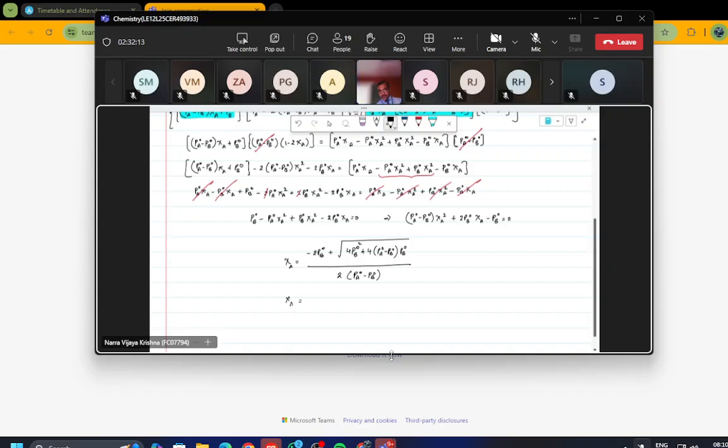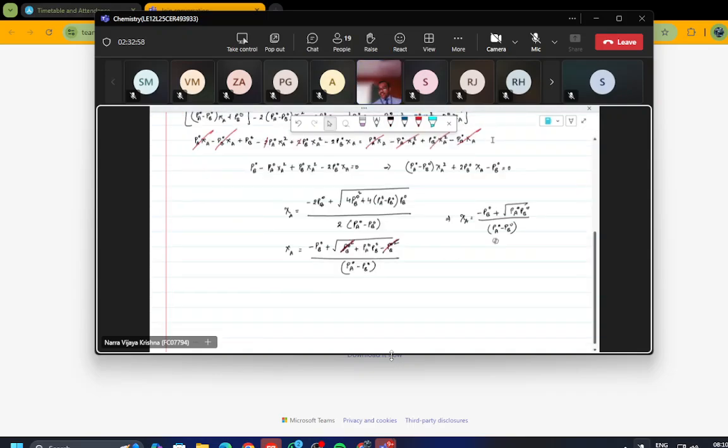So what is left? XA equal to minus PB naught plus under root PB naught square plus PA naught into PB naught minus PB naught square divided by PA naught minus PB naught. Can I cancel this PB naught square minus PB naught square? These 2 are gone. Response, sir. Means what is XA equal to? Minus PB naught plus under root PA naught PB naught upon PA naught minus PB naught. Accepted, sir?